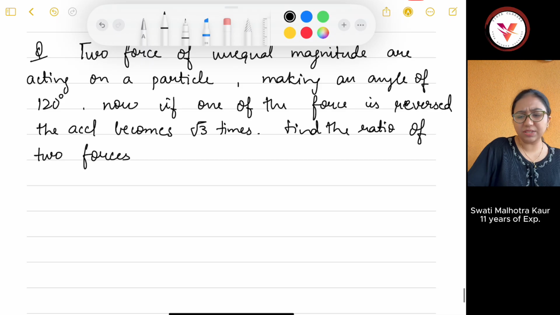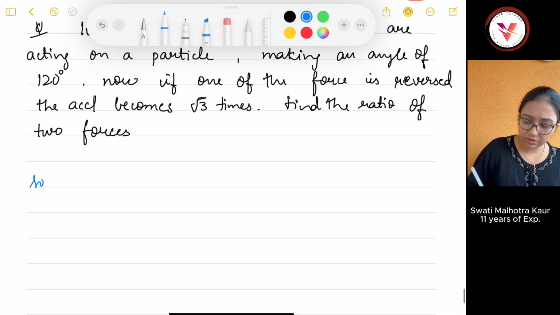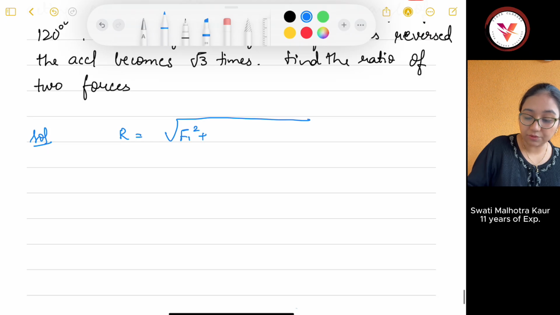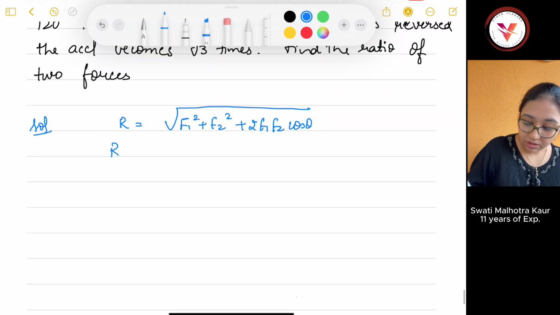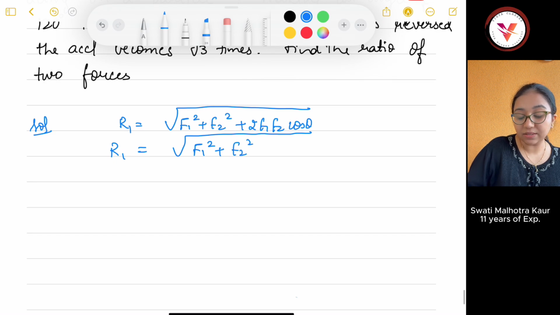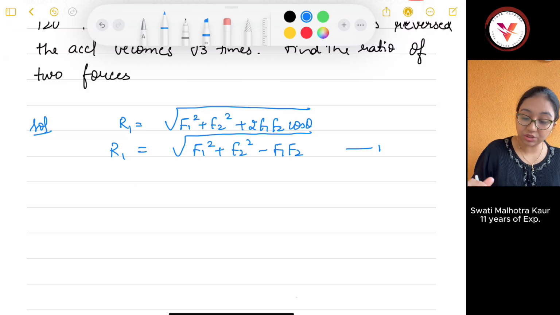Okay, so concept-wise, it's very easy. You have been given two conditions. First, let's say the resultant of two unequal forces is R1 squared equals F1 square plus F2 square plus 2 F1 F2 cos theta. Theta is 120 degrees, cos 120 is minus half. So R1 squared will become F1 square plus F2 square minus F1 F2, because cos theta is minus half. Let's make it the first equation.